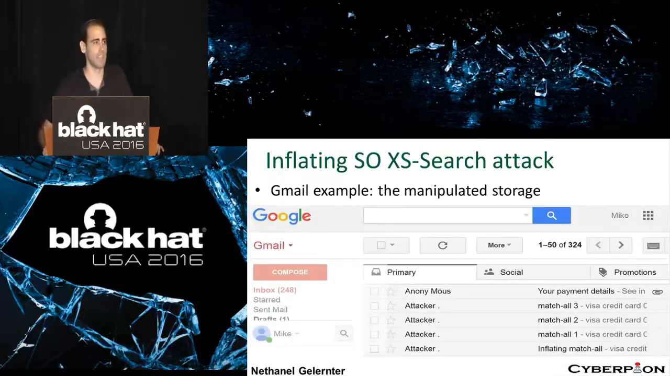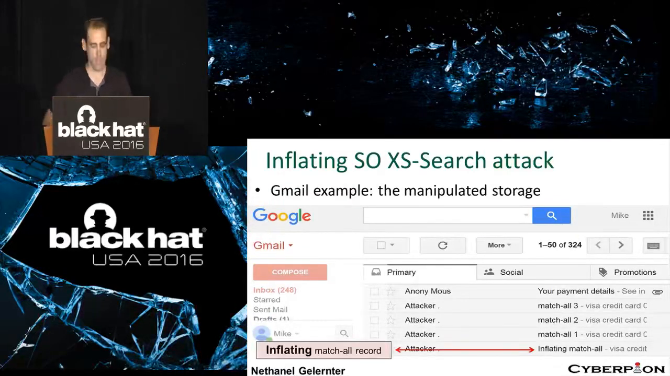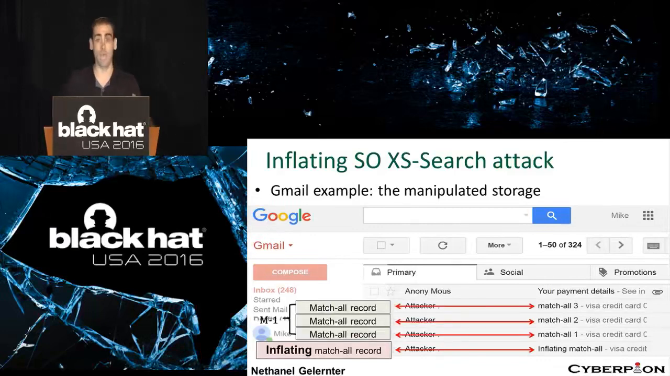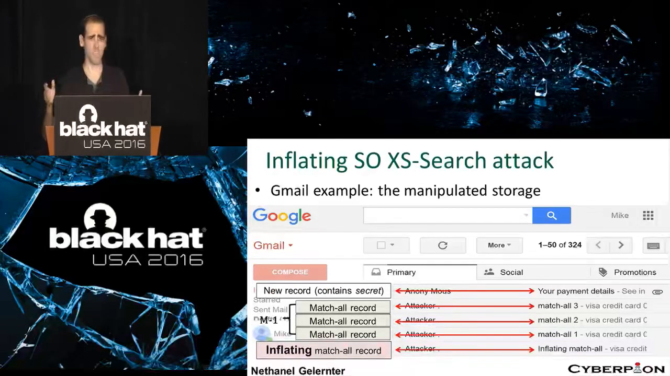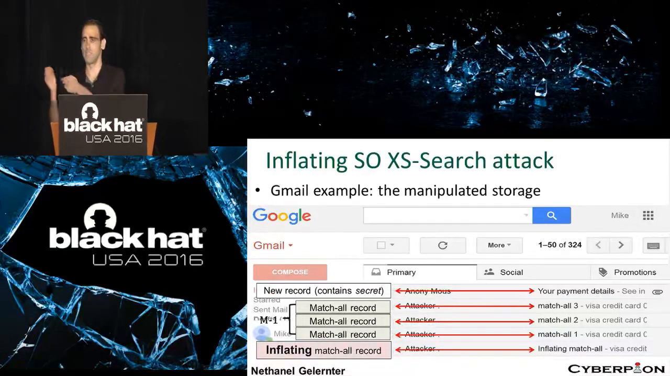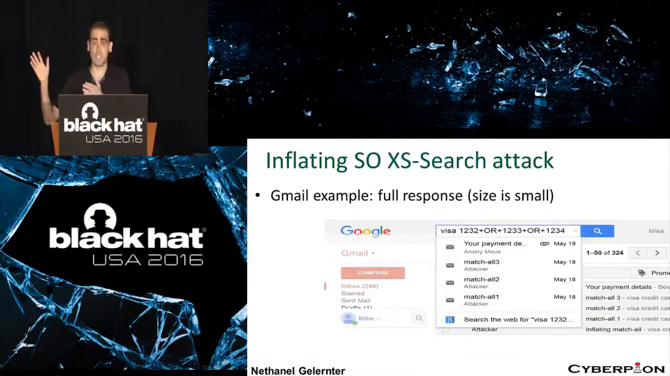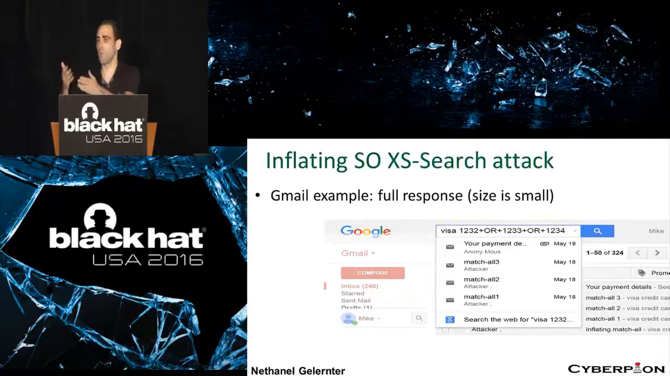So this is our attacked account. Just like the illustration, you can see we have an inflating match all record. Above we have m-1, m is 4, so m-1 is 3. We have m-1 match all records, and we have the new record, the record with the secret. In this example, this is an email that contains a receipt with a credit card number. So this is an example of a request for autocomplete suggestions that asks for a set of values where one of them, the 1, 2, 3, 4, is part of the credit card number.